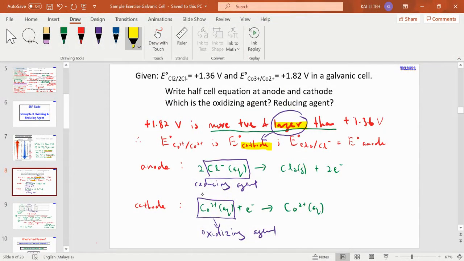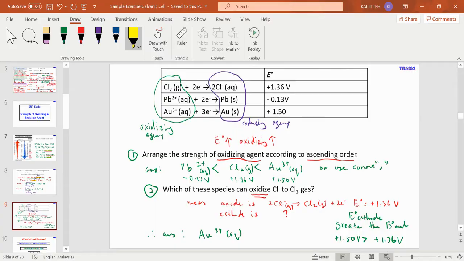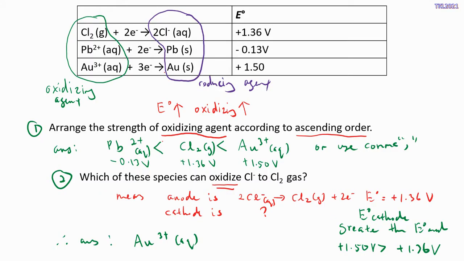Oh, sorry, there's one more. If you are given a table like this, look at the equation. It is reduction. If it is reduction, then on the left hand side it is the oxidizing agent, and on the right hand side it is the reducing agent.